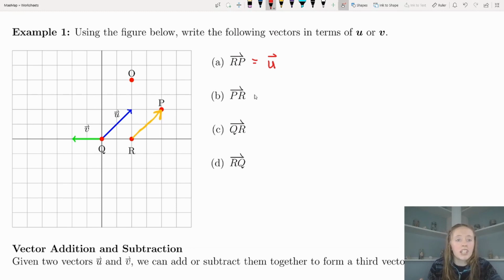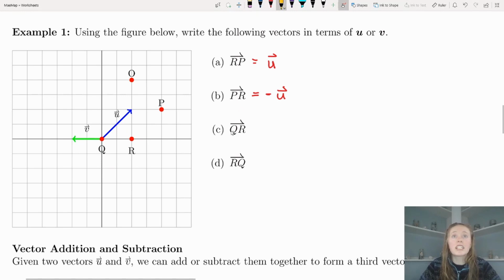Those are equivalent vectors. In part B, as opposed to doing RP, the head and tail are switched. We're now going from P to R, so R is now the head of our vector. If I was to redraw this, I would start at P, drawing to R. And this is just vector u, but in that opposite direction. So we're scaling it by -1, multiplying it by -1 to get that opposite direction. So vector PR is equivalent to negative, or the opposite, of vector u.